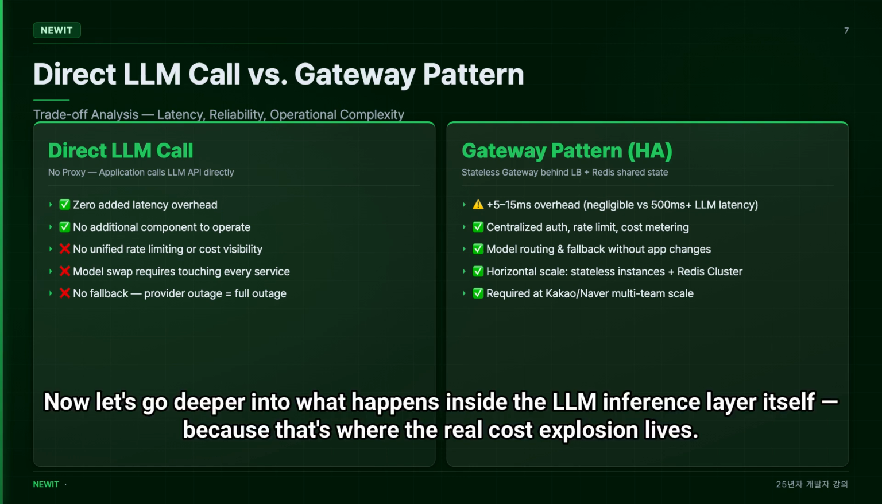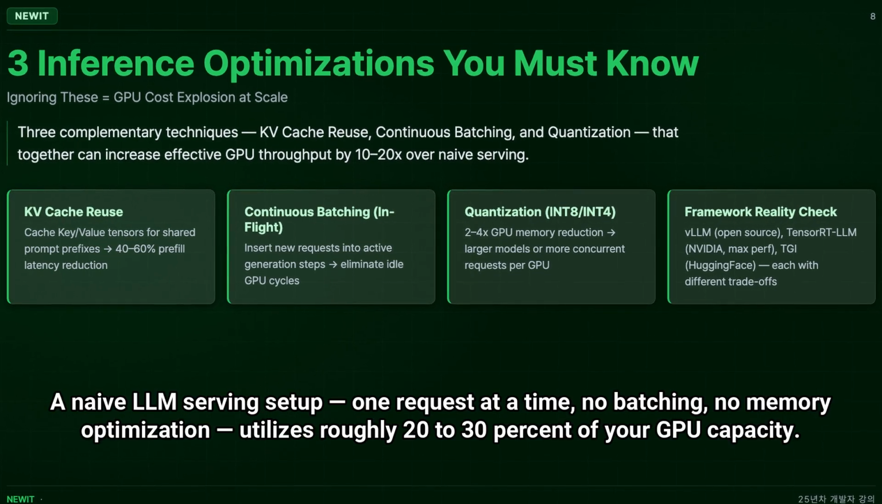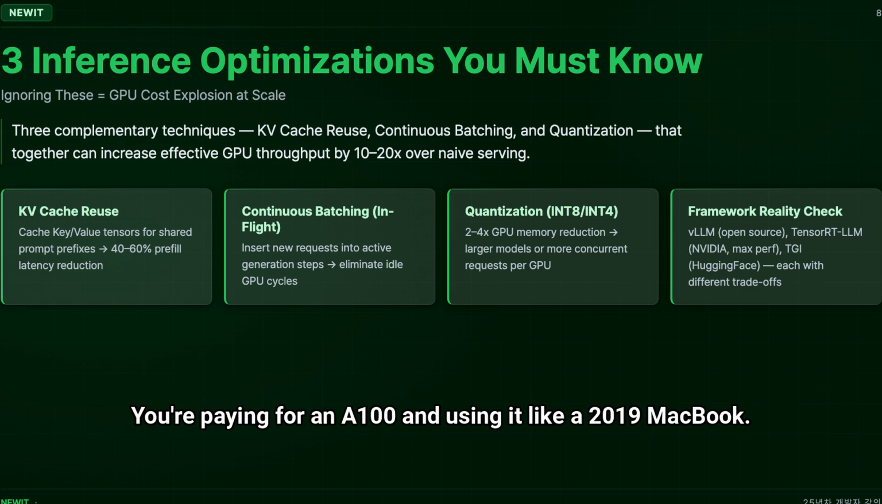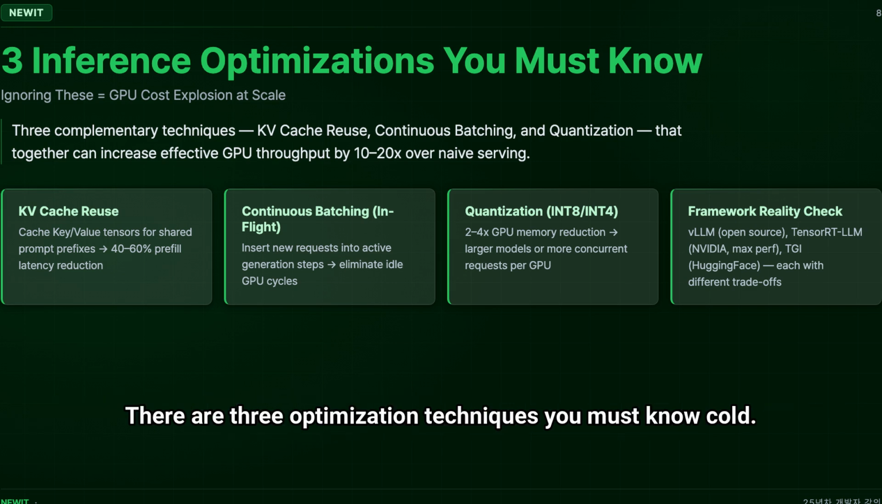This is the pattern. Now let's go deeper into what happens inside the LLM inference layer itself, because that's where the real cost explosion lives. Let me give you a number that should scare you. A naive LLM serving setup, one request at a time, no batching, no memory optimization, utilizes roughly 20 to 30% of your GPU capacity. You're paying for an A100 and using it like a 2019 MacBook. In interviews for companies like Naver or Kakao, if you can't explain how to fix this, you will not pass the AI infrastructure round. There are 3 optimization techniques you must know cold.